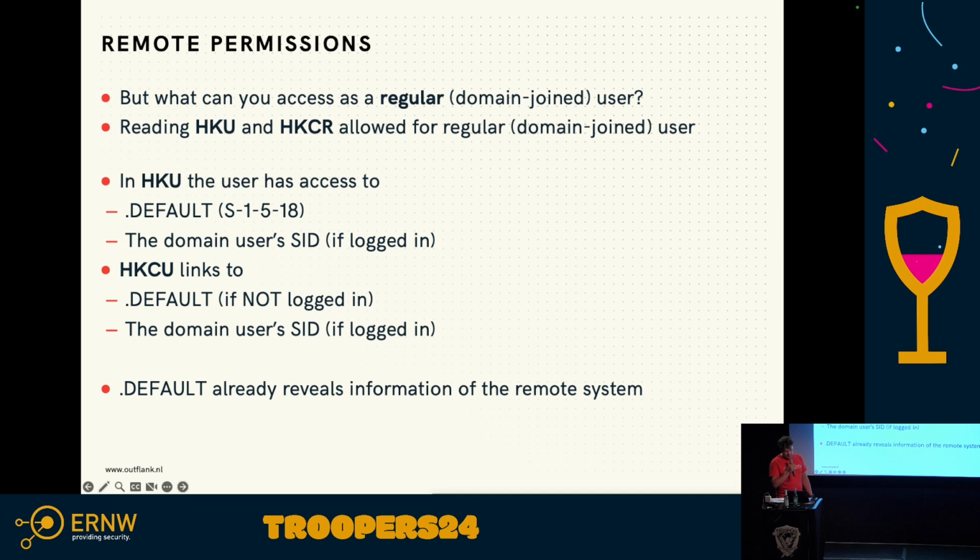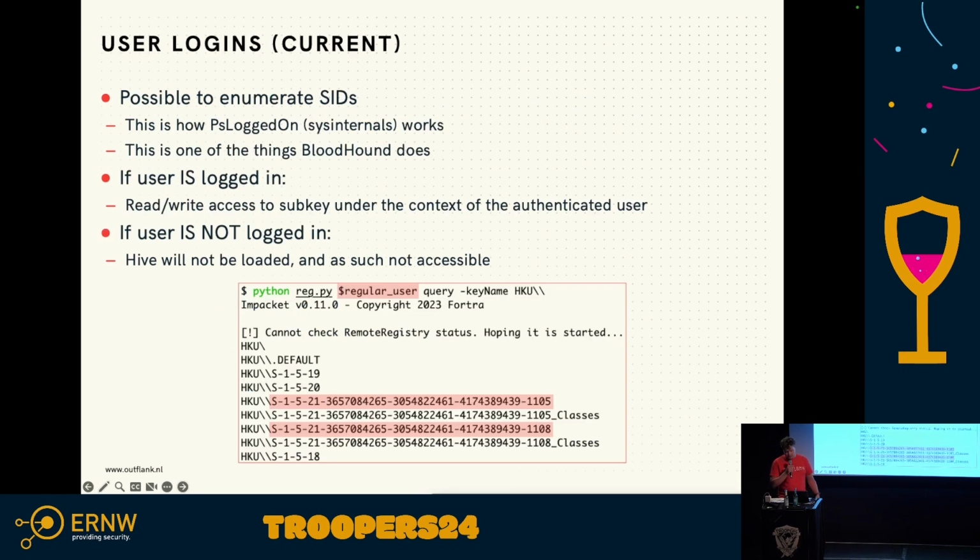For HKCU, it's similar. HKCU is the current user, whereas HKU is all the users. So if you would query HKCU, if the user is not logged in remotely, you will get a sublisting of .default, and if the user is logged in, you will get the user SID enumeration instead. And this .default already reveals quite some information about the remote system. So what can we see in there?